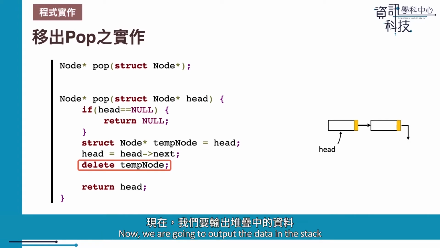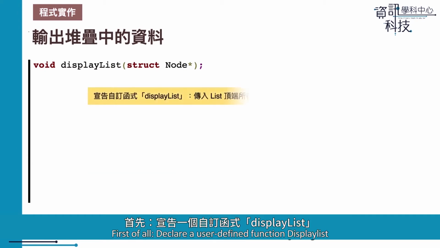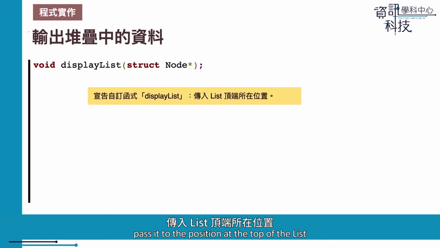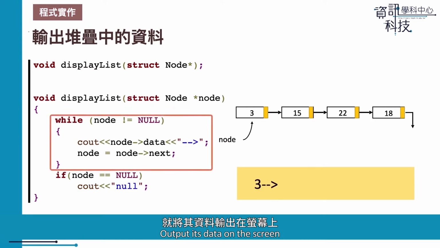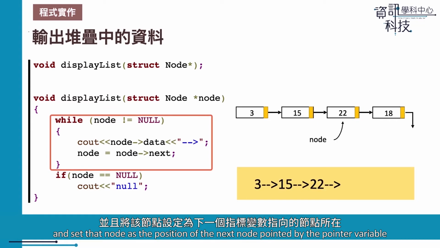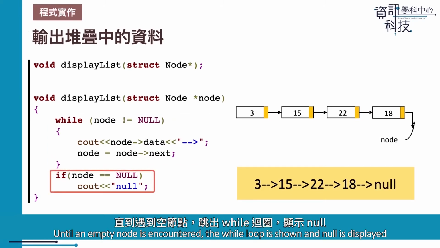Now we are going to output the data in the stack. First of all, declare a user-defined function display list. Pass it the position at the top of the list. Then, when the node passed in by the function is not an empty node, output its data on the screen and set that node as the position of the next node pointed by the pointer variable. Continue to output the value of the node, until an empty node is encountered, the while loop ends and null is displayed.